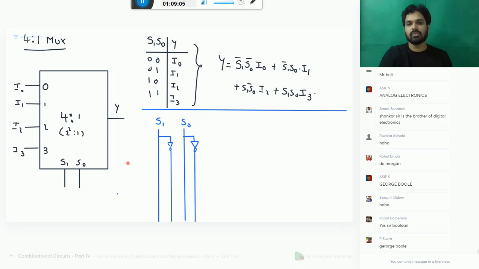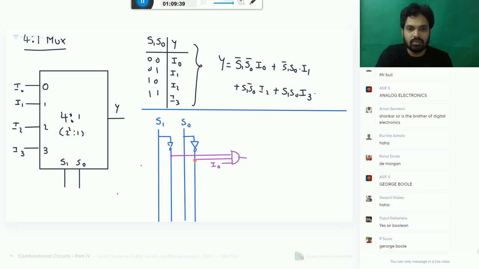Okay. Now see here. So first one is, what is that? S1 bar, S0 bar. S1 bar means here, and S0 bar into I0. This is your I0.